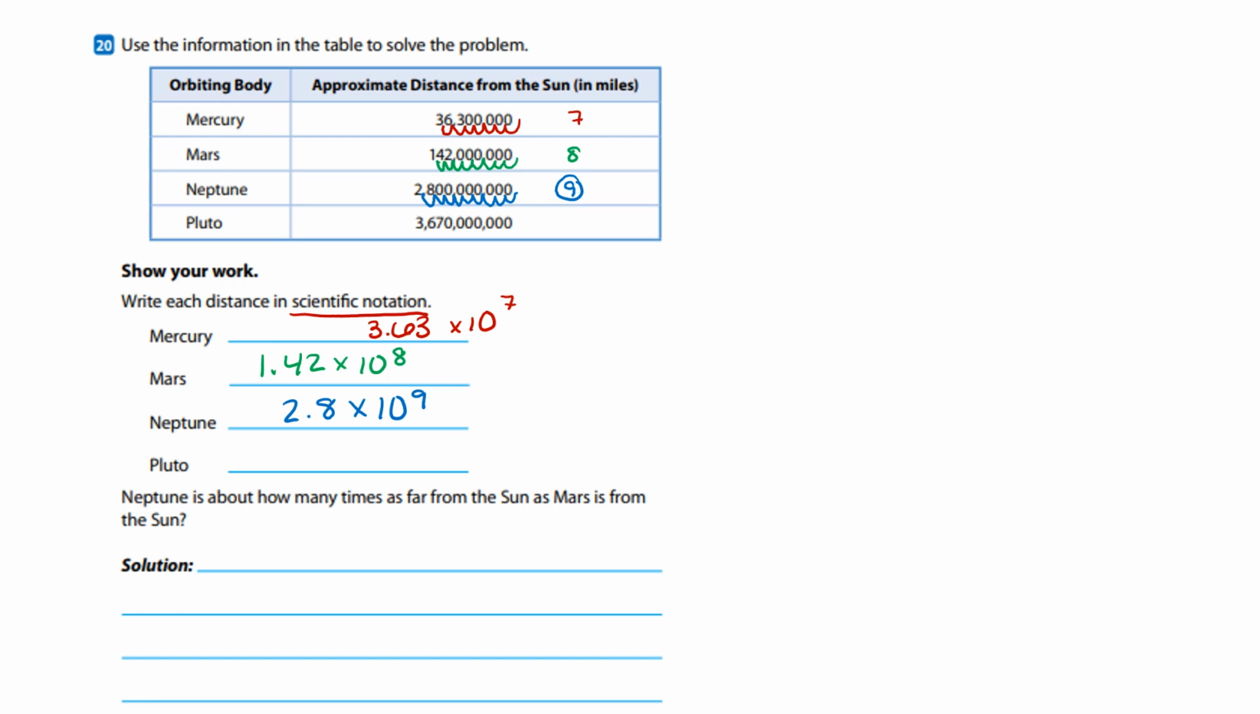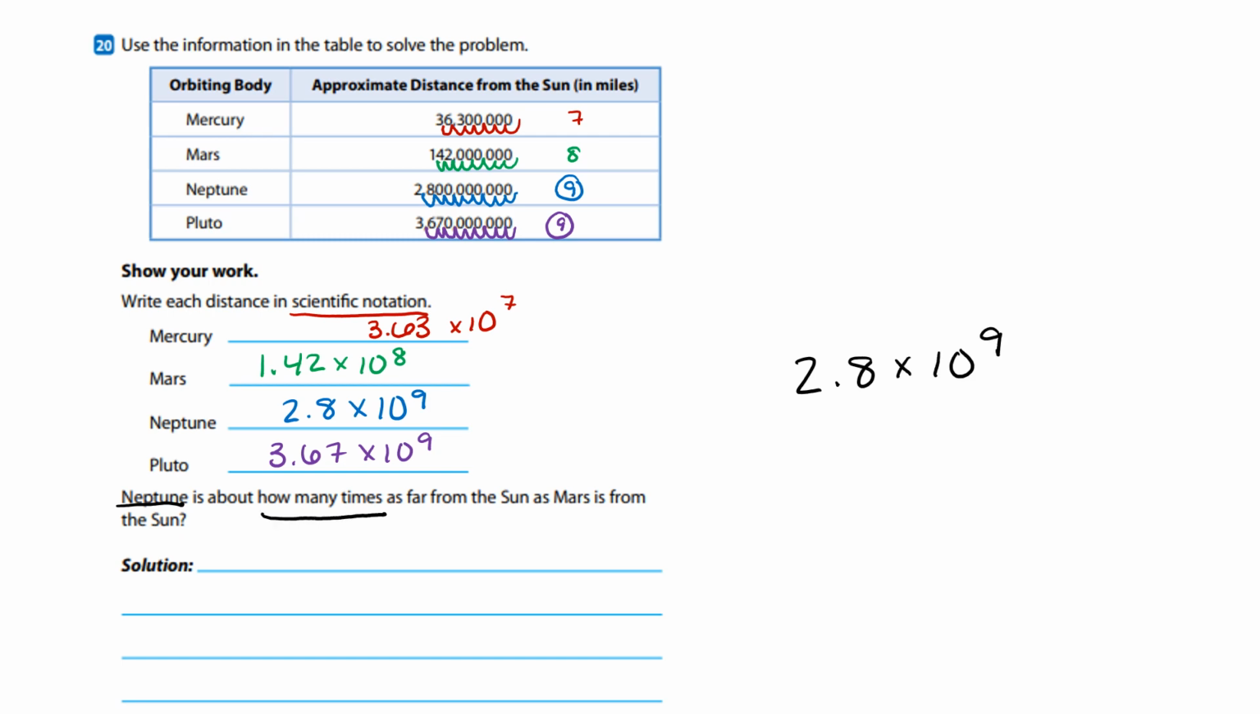And for the last number, Pluto, we move the decimal point 9 times as well. And we write our answer as 3.67 times 10 to the 9th power. Now for the last part of the problem, it's talking about comparing Neptune and Mars. Because the question asks, Neptune is about how many times as far from the sun as Mars is from the sun. So we take our Neptune number, 2.8 times 10 to the 9th.